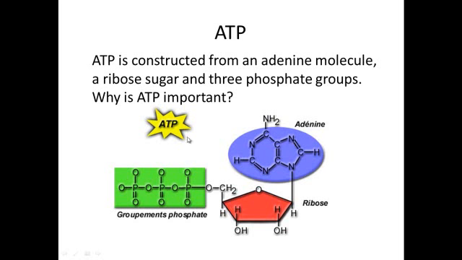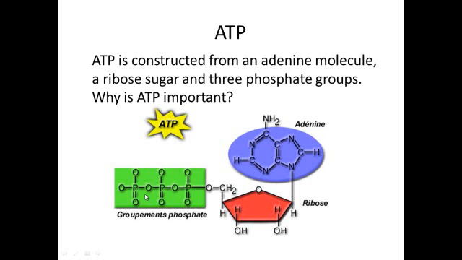ATP is extremely important because it is the energy storage molecule in your cell. When the cell needs energy, it breaks off one of these phosphate groups, and that releases a whole bunch of stored energy in this bond right in here. That energy is released, and the cell can use that energy to do whatever it needs to do.